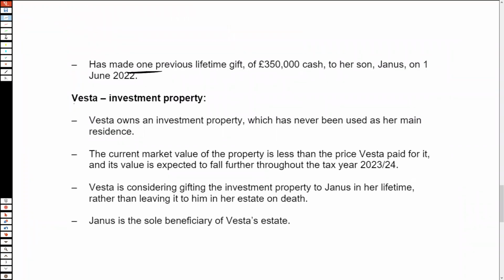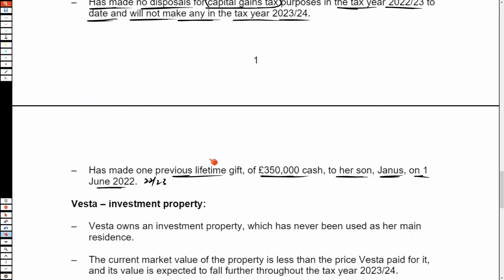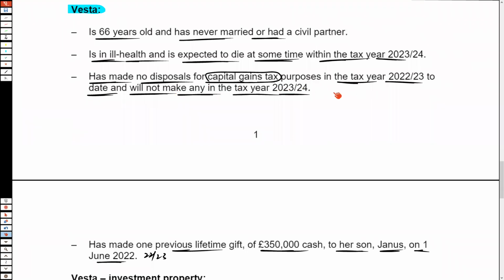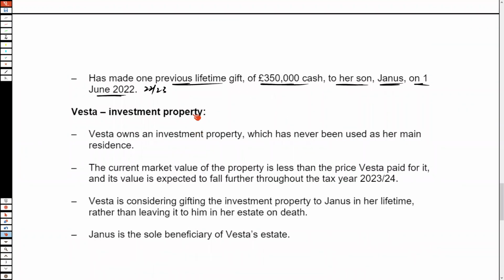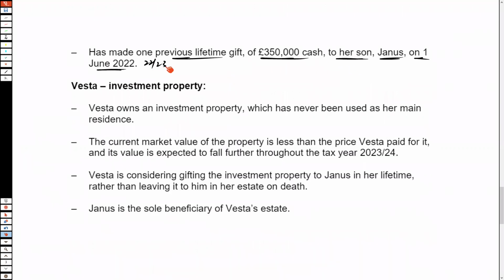She has made one lifetime gift of 350,000 cash to her son J on 1st June 22, that is in the fiscal year 22-23. For CGT purposes, she has not made any disposal of assets in both fiscal years, but for IHT purposes, cash was transferred to her son on 1st June 22, which is in the fiscal year 22-23.